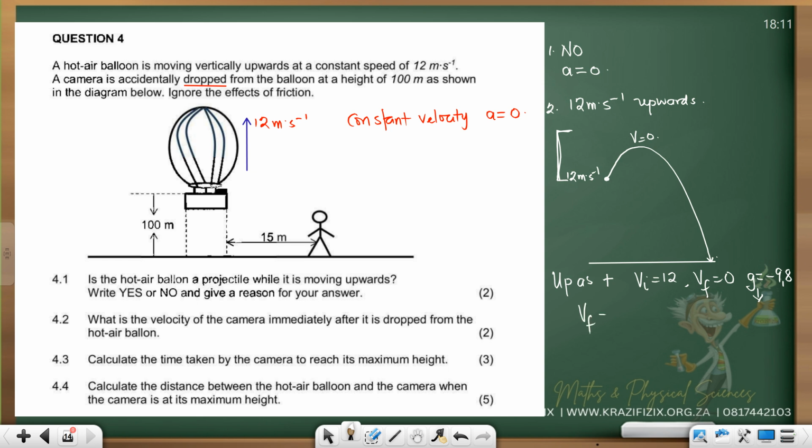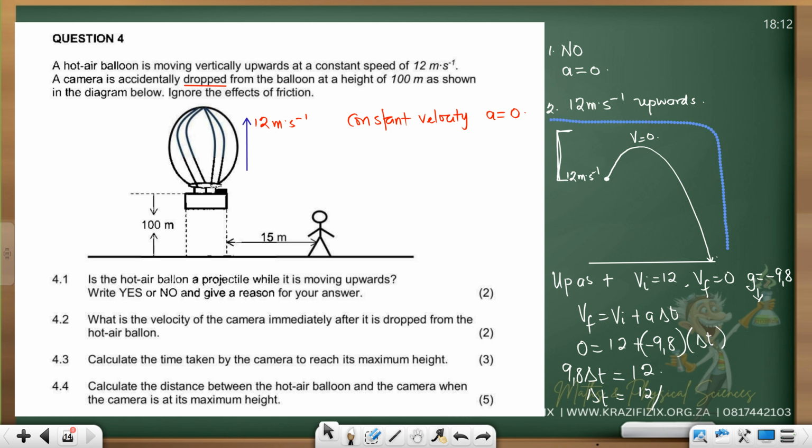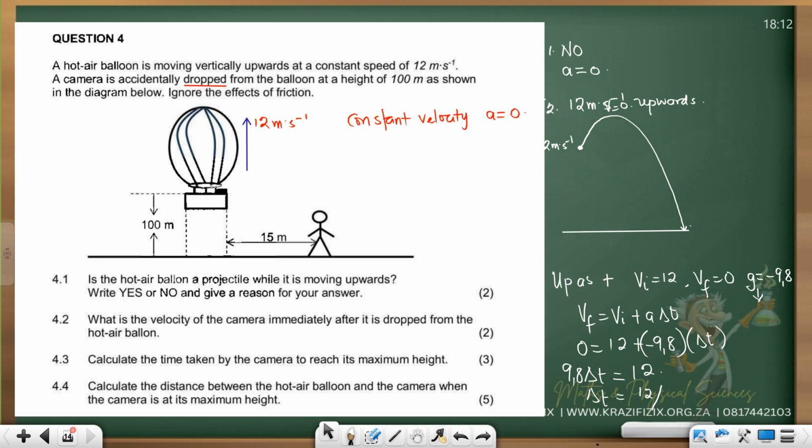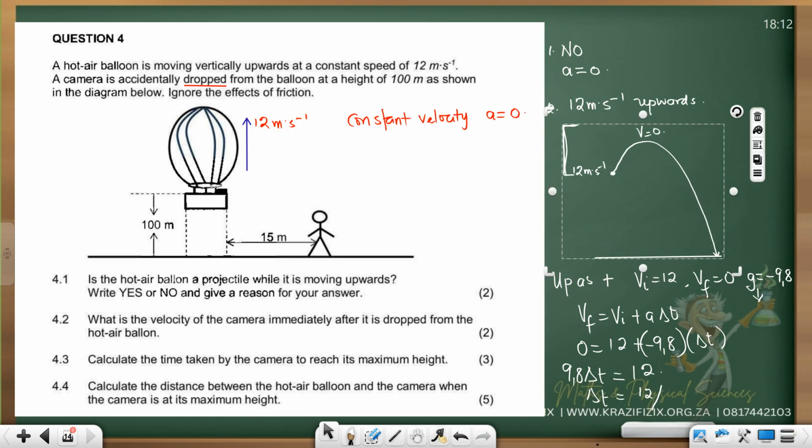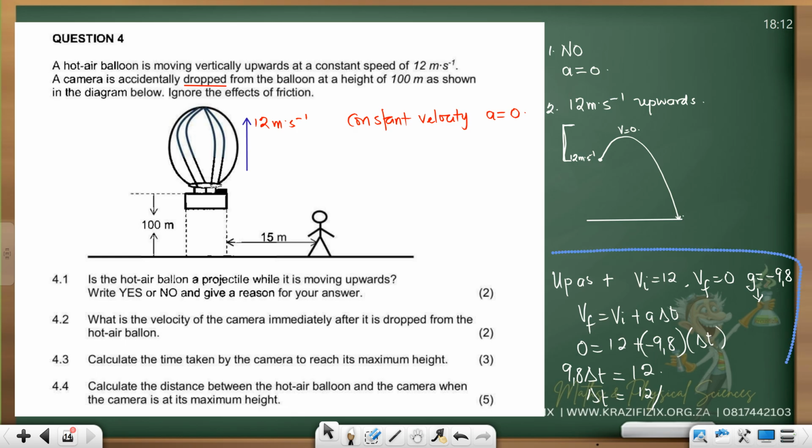We're looking for time. I think we have a formula. Vf equals Vi plus a delta t. 0 equals 12 plus that, and that. Move that over. Please don't add 9.8 delta t and 12. They are not like terms. Divide both sides by 9.8. Does anybody have an answer for me? Please, we do not add. I've seen some learners do that and then they add.